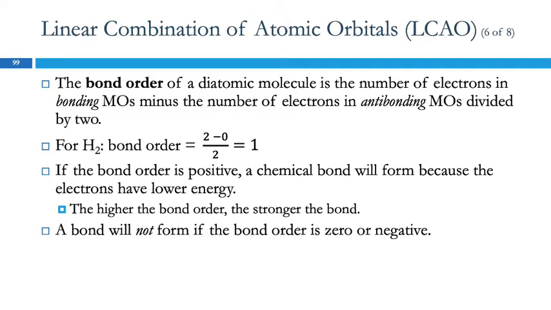If the bond order is positive, a chemical bond will form. The larger the bond order, the stronger the bond. If the bond order is 0 or negative, a bond will not form, because that indicates that the energy of the bonded molecule would be higher than of the individual atoms, and so that's just not going to happen.